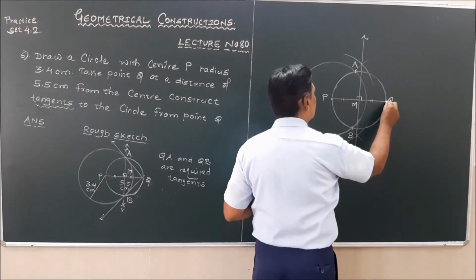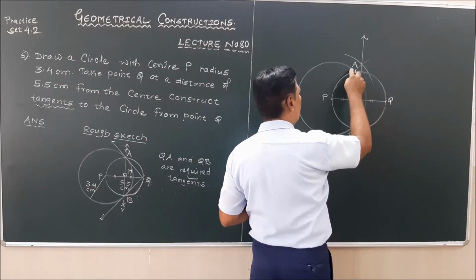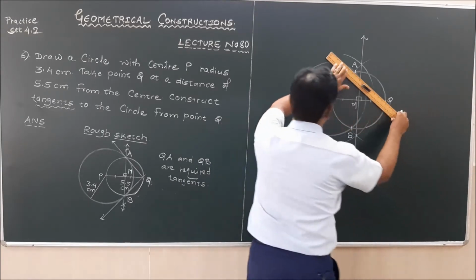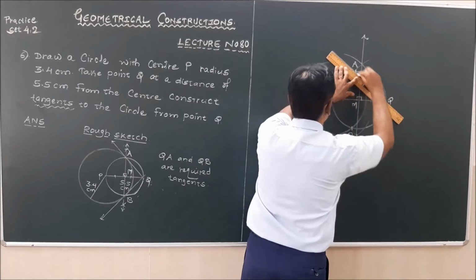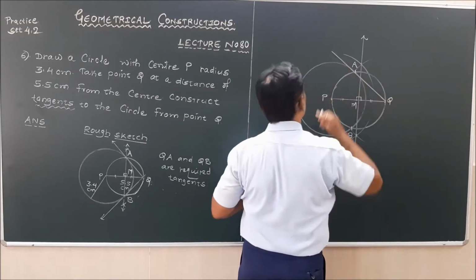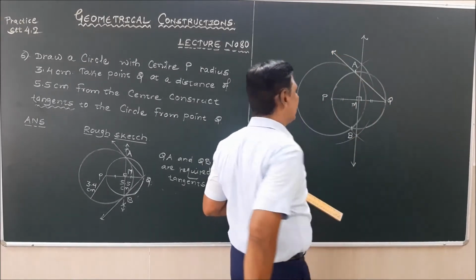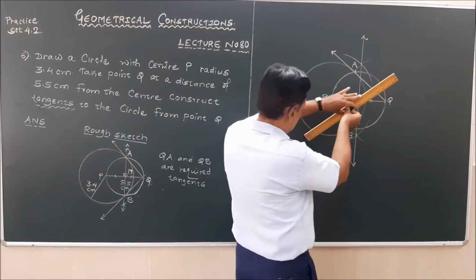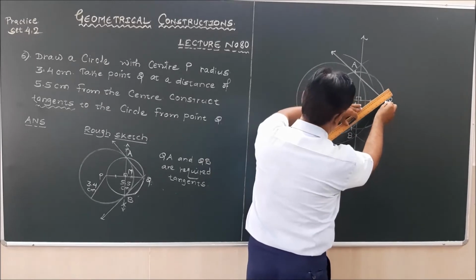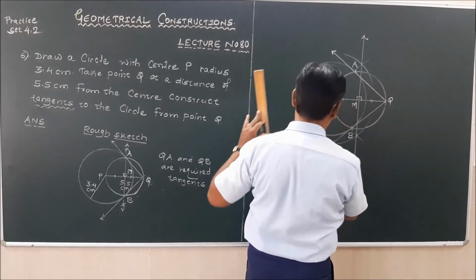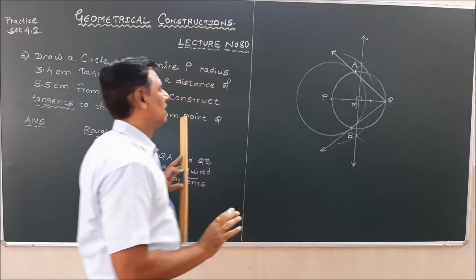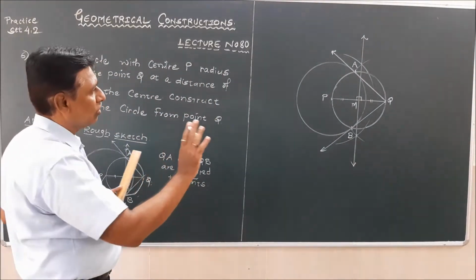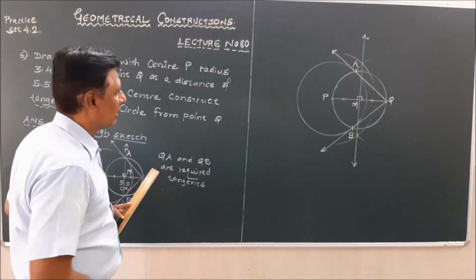How to draw tangent? Through point Q and A, draw tangent. So QA is required tangent. In the same way, draw tangent passing through Q and B. Now here you will find our construction is over. We have drawn QA and QB are required tangents.